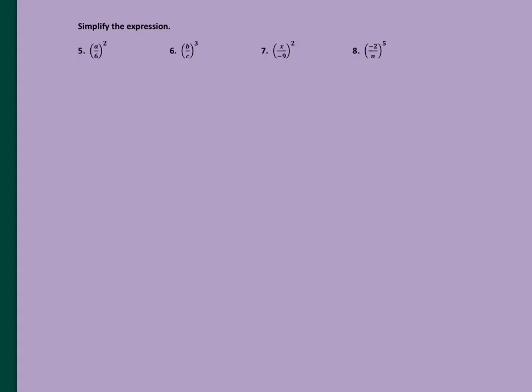Let's see. Distribute it, so you go a squared over 6 squared. Well, can't do anything with the a squared, so it stays a squared. But what is 6 squared? 36. So here we see b divided by c to the third. That means b to the third over c to the third.